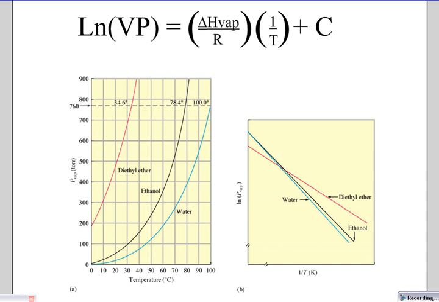If we plot the natural log of the vapor pressure versus the inverse of the temperature, we get a straight line.